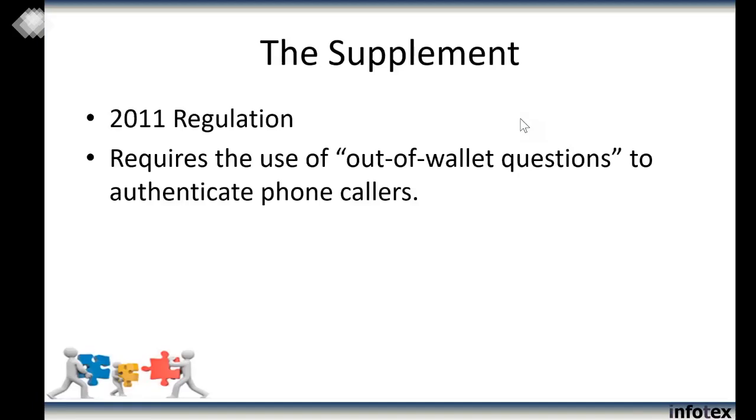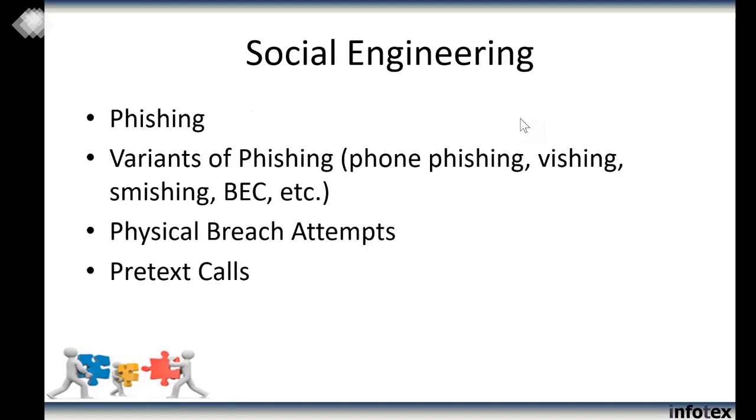in your organization. So back in the year 2011, a new guidance came out that your information security officer had to get his or her arms around. And part of that guidance required the use of out-of-wallet questions to authenticate phone callers.